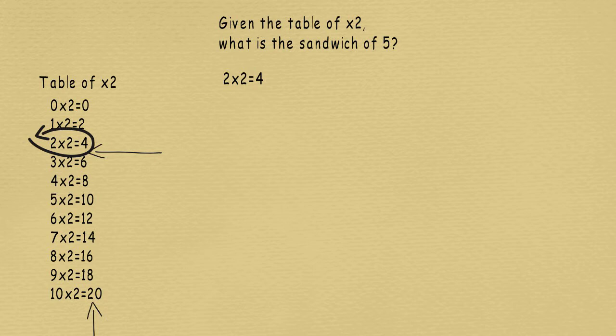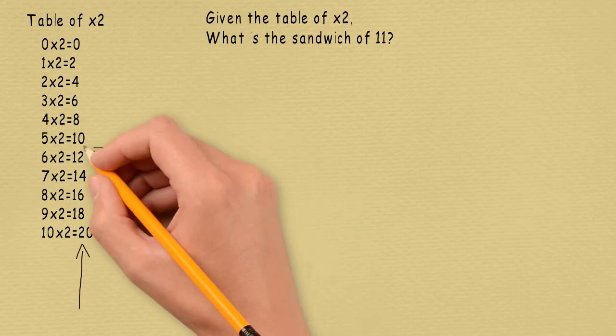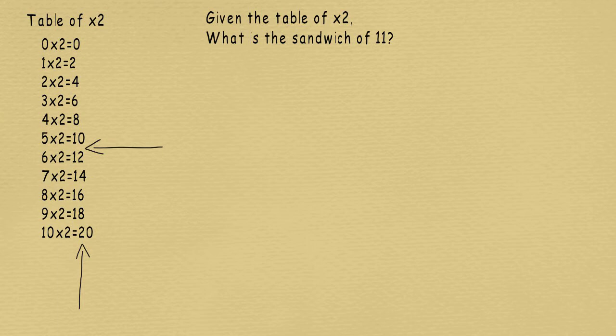Let's do a couple more easy examples. Given the table of times 2, what is the sandwich of number 11? Well, again, looking at the numbers 0, 2, 4, 6, 8, 10, 12, 14, 16, 18, 20, we see that the number 11 is in between the numbers 10 and 12. We now choose the smallest number between the 10 and 12.